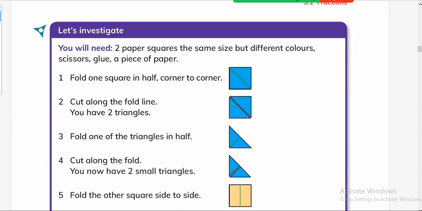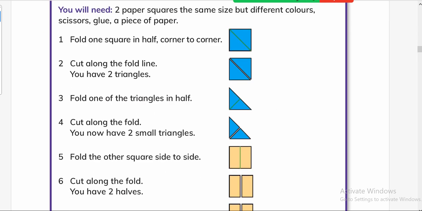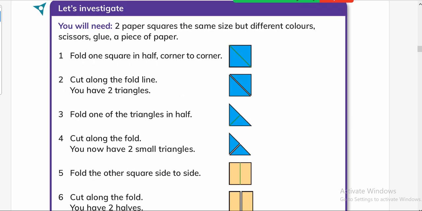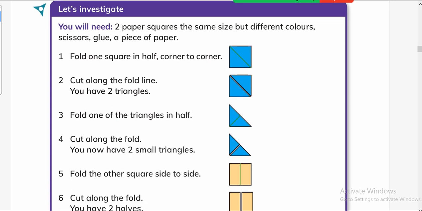Let's investigate. You will need two paper squares, the same size but different colors. This is an activity. You have to take two papers and fold them. Last time some students were having trouble in this activity, so I'm going to do it.